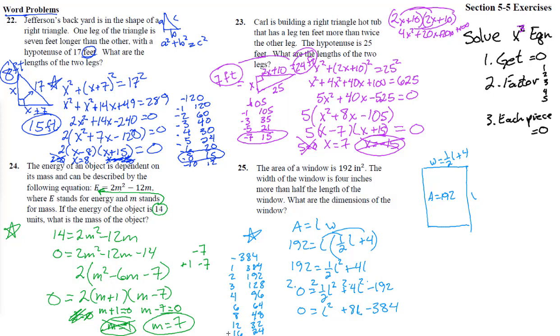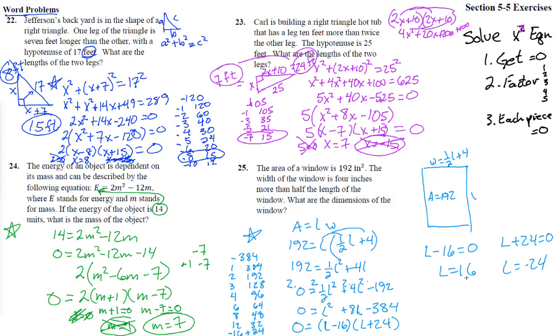So 16 being a negative, 24 being a positive, and that'll get us a positive 8. Excellent. So we get L minus 16, L plus 24 equals 0. We factored it. Yay! So that's step number 2. Boy, step number 2 sometimes is long. So now, step number 3, each piece equals 0. So L minus 16 equals 0. That's L equals 16. Or L plus 24 equals 0. L equals a negative 24.